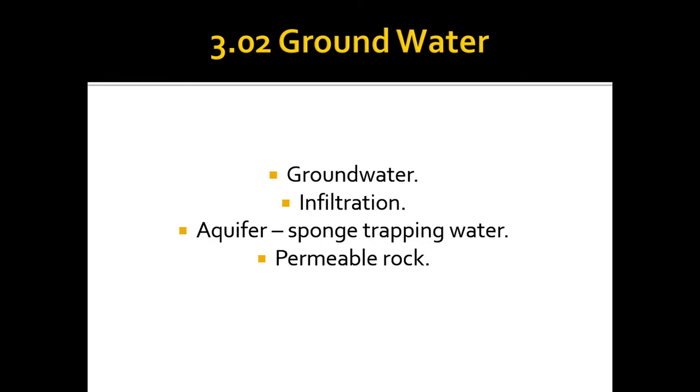Also, we have permeable rocks, which are the ones that allow water to go through them. And we have impermeable rocks that do not allow water to go through them. And also we have the water table. The water table is the top of the aquifer. The portion of water that is right at the top of the aquifer is known as the water table.